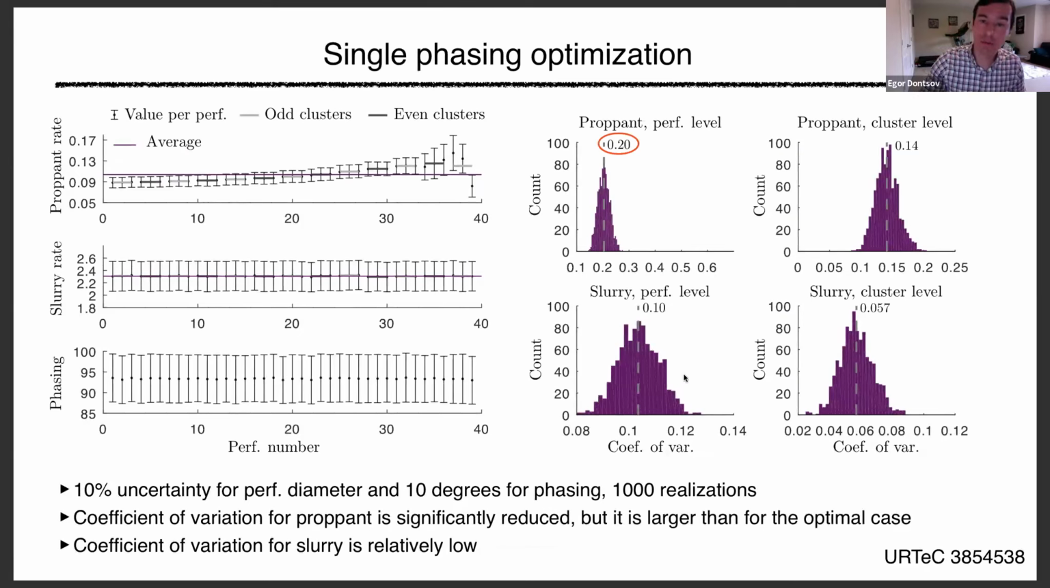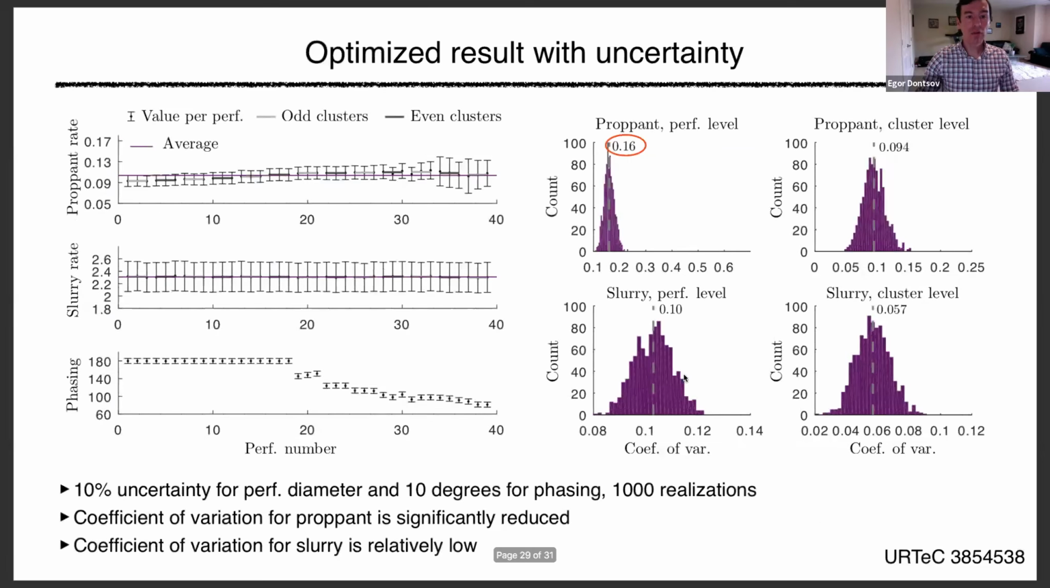We also wanted to ask the following question. You look at this perf design. Your phasing goes from the bottom all the way to the side. Each cluster has a different design. It's hard to implement, maybe more expensive. What if you have a problem with initiation, because now you have different phasing? Maybe some clusters initiate earlier and some later. Maybe some near wellbore pressure drop or tortuosity is going to be different and so on.